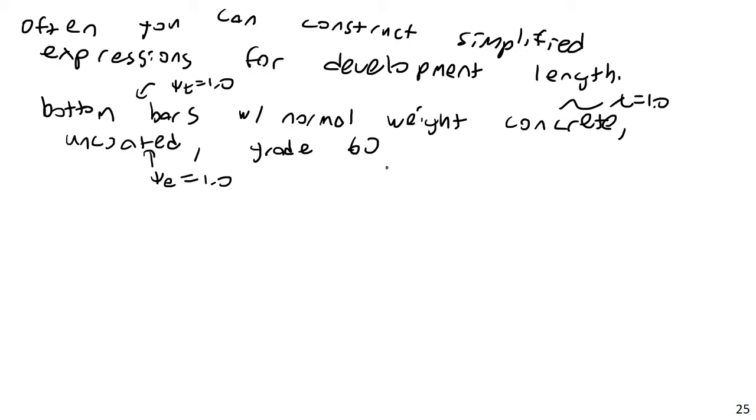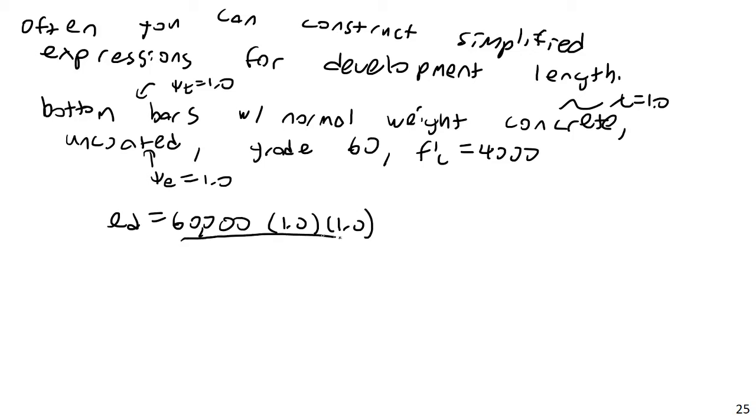Grade 60 reinforcement with f'c equal to 4,000. Well, the LD would be equal to 60,000 times 1.0, divided by 20 times 1.0, times 1.0, assuming that you have sufficient clear spacing, etc., 1.0 times root 4,000 times dB, and that would just equal approximately 47 dB.